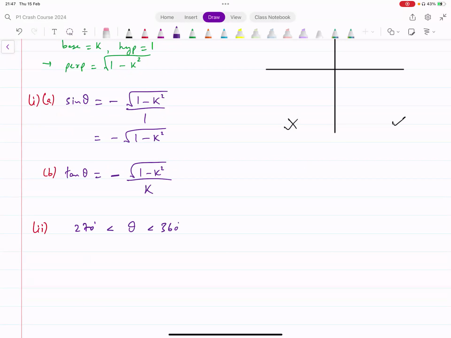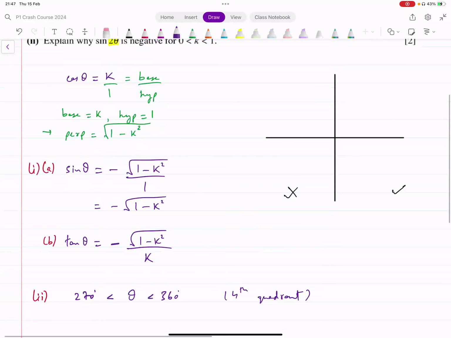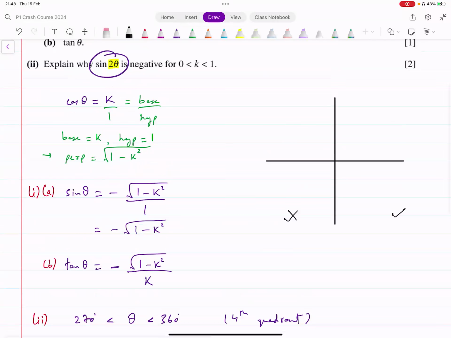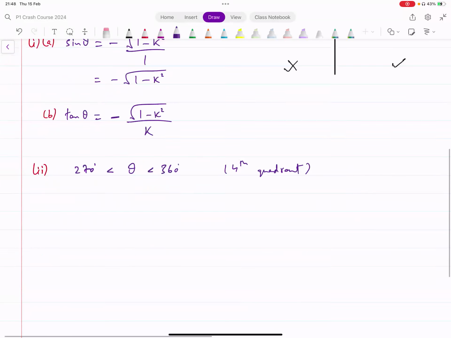Okay, so theta is between 270 and 360, right? Why? Because it's the fourth quadrant. If theta is between 270 and 360, what about 2 theta? We want sine of 2 theta here, right? Just multiply this whole interval by 2. 2 theta is going to be between 540 and 720. That's where 2 theta is going to be.